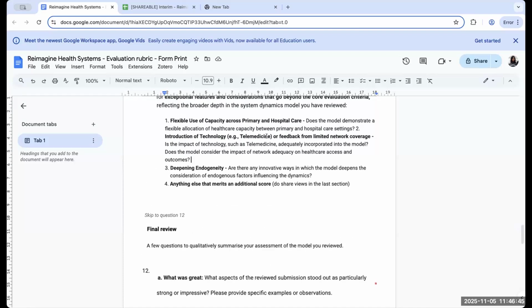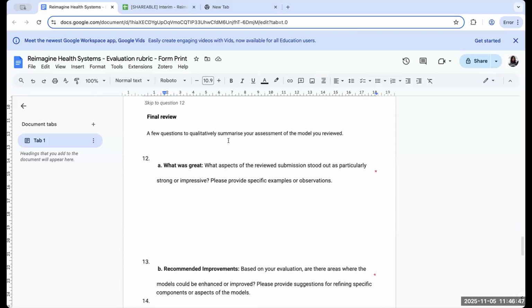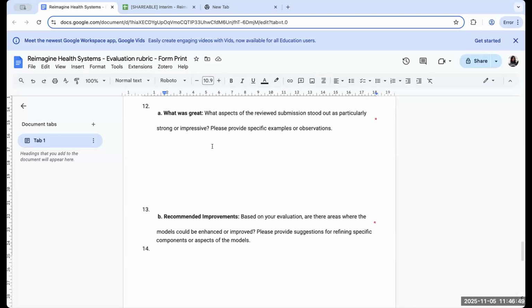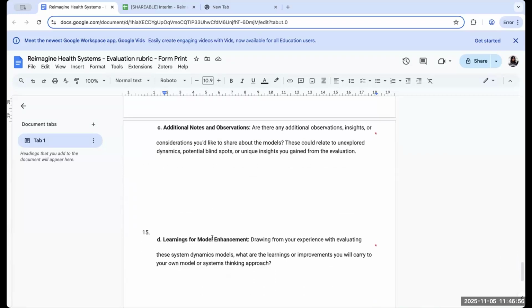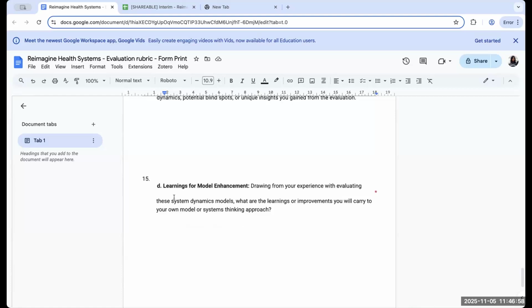And we got really interesting comments over here. And then a final review, which is more qualitative about what was great, what are the recommended improvements, and your notes and observations and learnings for your model enhancement. So now that you've seen this model, what will you take away to your own model?